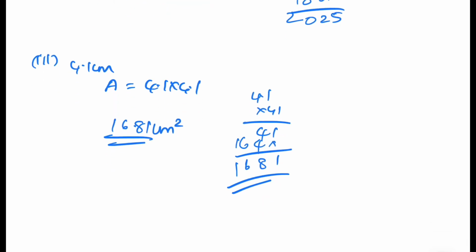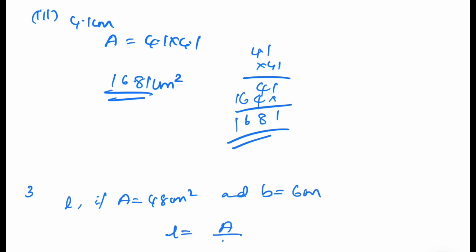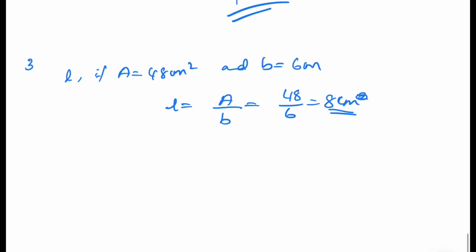Now coming to the third main. In the third main you have, if A denotes area of rectangle, L is the length and B is the breadth, find each. So find L, if A is equal to 48 centimeter square and B breadth is equal to 6 centimeter, what will be the length? Length is equal to A by B, that is equal to 48 by 6. 48 by 6 is equal to 8 centimeter, not square, centimeter.